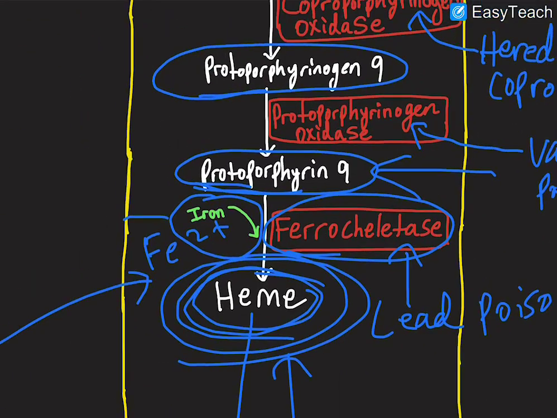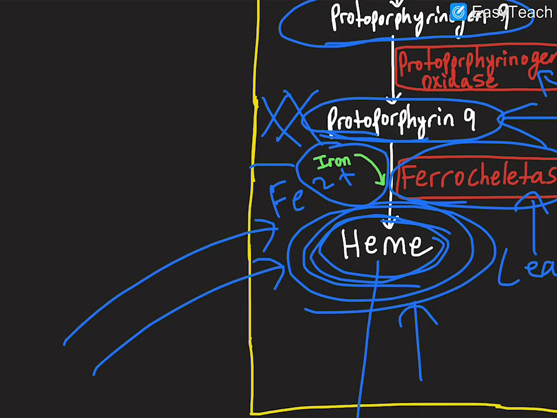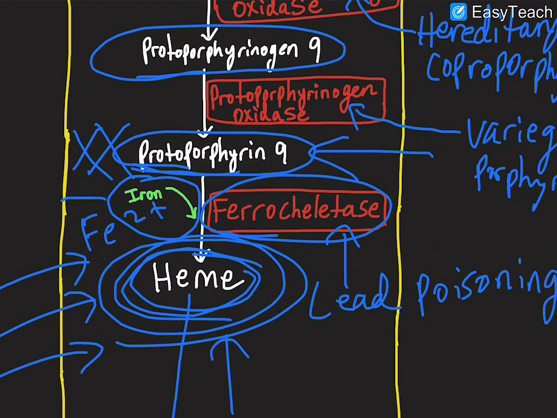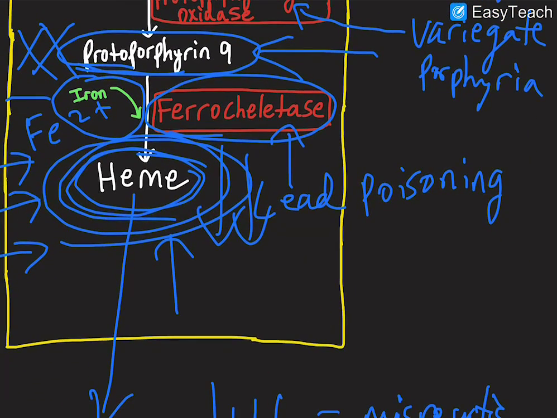But let's say you can't make protoporphyrin. Iron will keep on coming into the mitochondria, but you don't have protoporphyrin for iron to combine with to make heme. That's the issue here. That's still going to lead to decreased heme production because you can't produce protoporphyrin, which is a component of heme, leading to microcytic anemia.